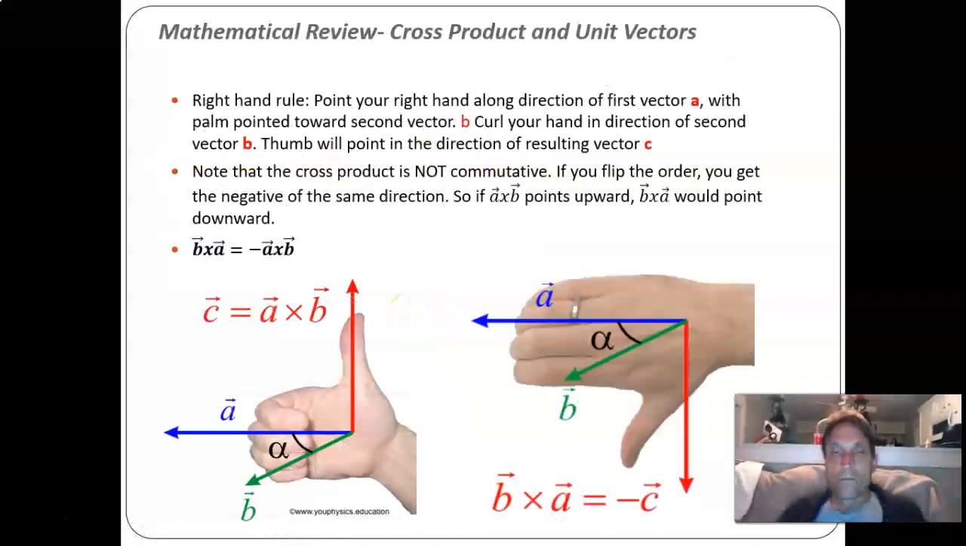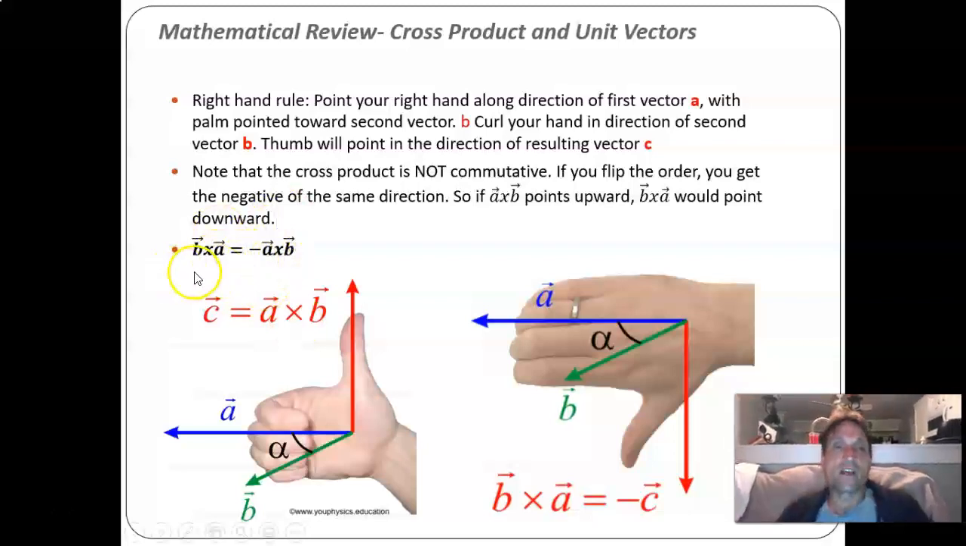Okay, now one thing that we probably haven't noticed yet is that the cross product is not commutative. Regular multiplication is commutative, right? A times B is B times A. Well, the cross product isn't. If you take the vectors and you operate on them in the other order, you get the negative. And we can see that by the right-hand rule. You get the same magnitude for both, but the direction is opposite.